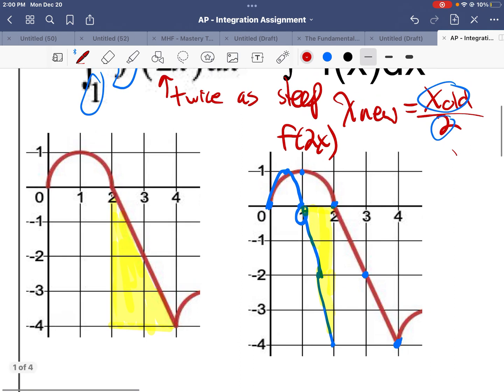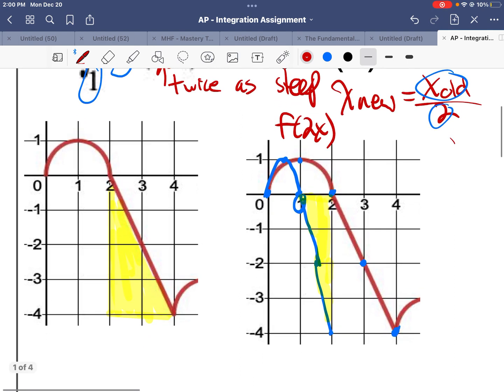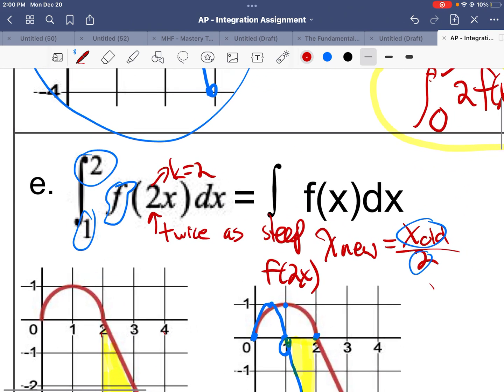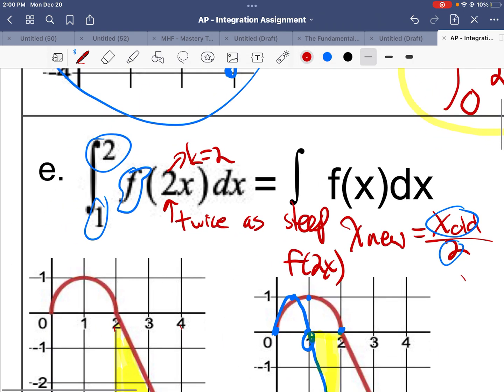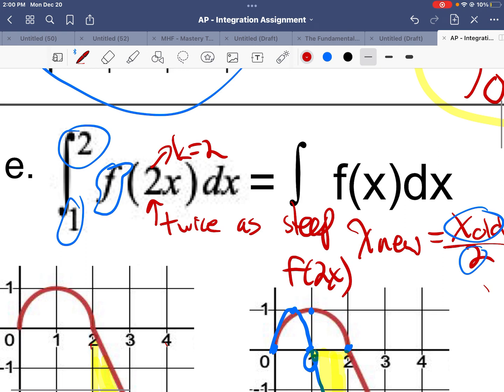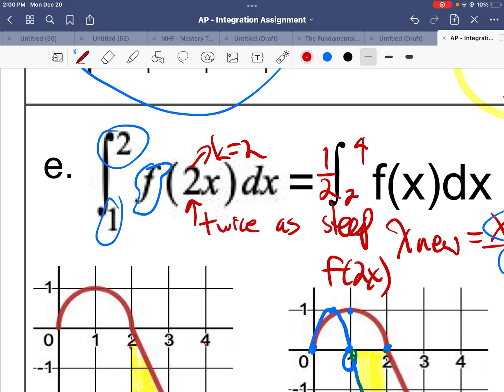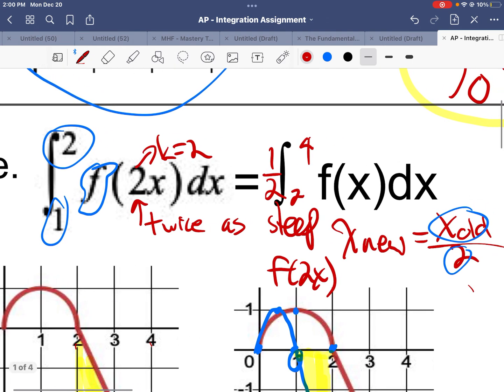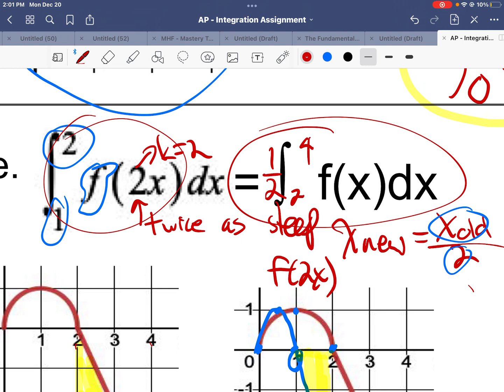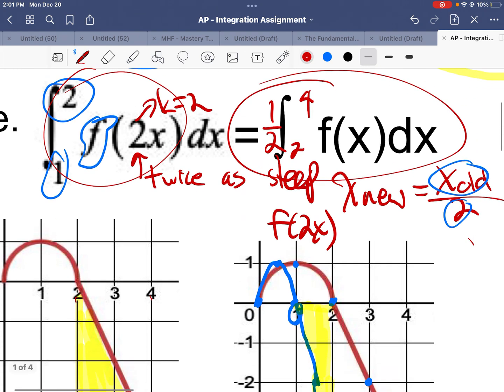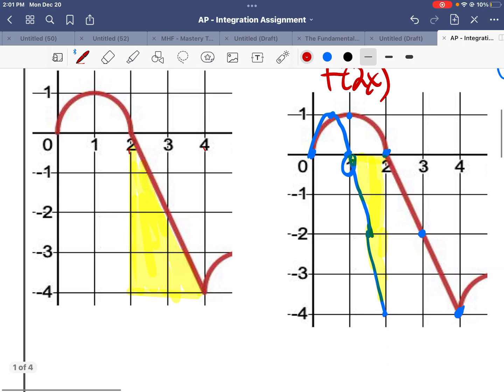Okay, so what I can do is, once I figure out that 1 to 2 corresponds to 2 to 4, that means I can change these values, okay? So 1 to 2 is going to correspond to 2 to 4 of f at x, but it's only going to be 1/2 as big, right? Because it's only half as wide. So always relate things back to the original. So 1 to 2 on f of 2x corresponds to 1/2 of f at x from x equals 2 to 4. So what is this area from 2 to 4?